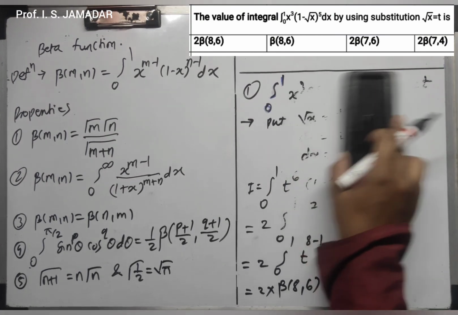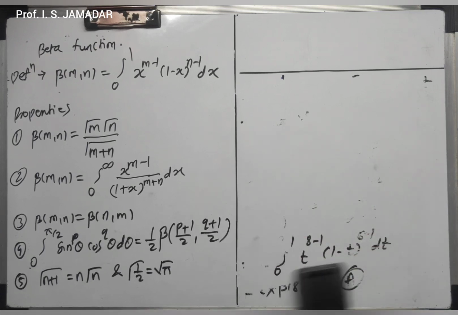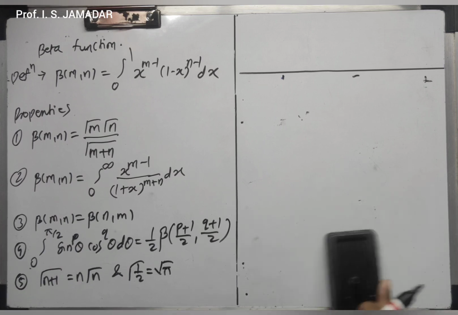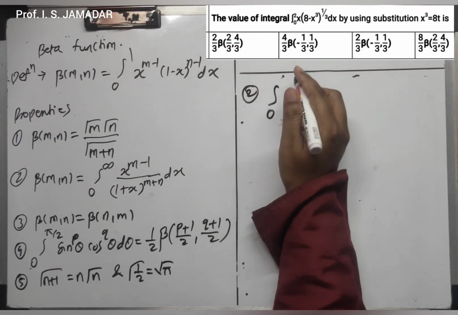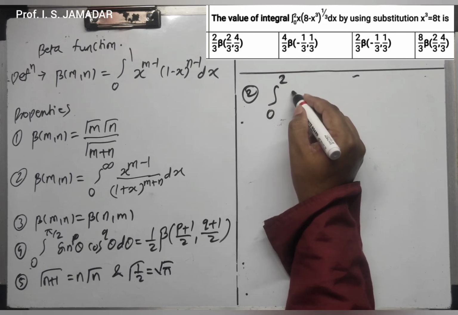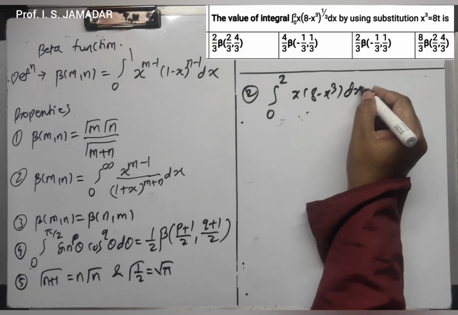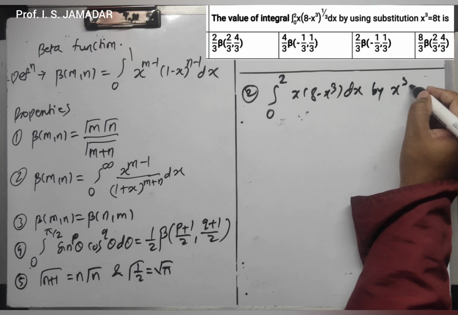Let us move to the next, second question. What is the second question? The value of integration 0 to 2 x into 8 minus x cube dx, by using substitution x cube is equal to 8t.